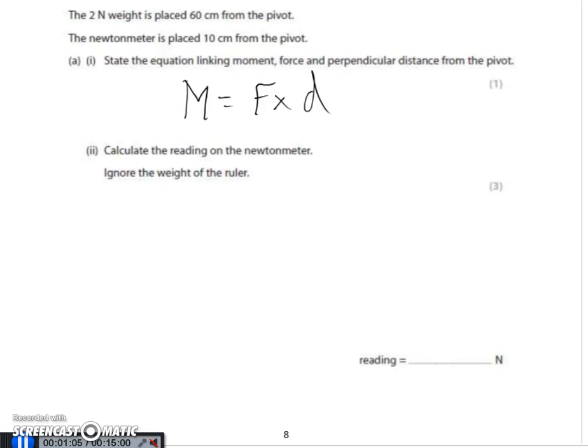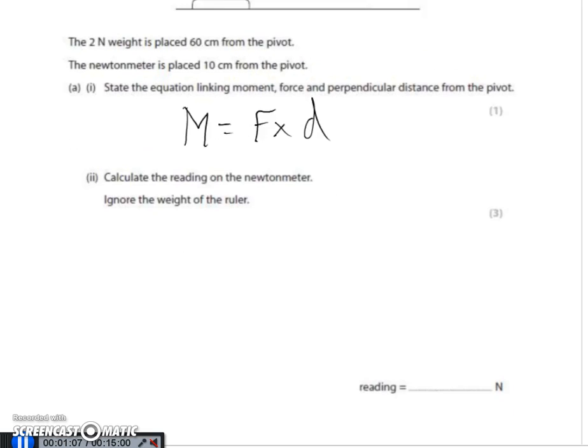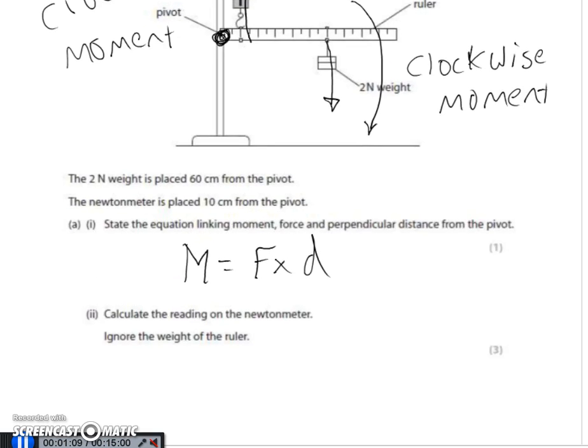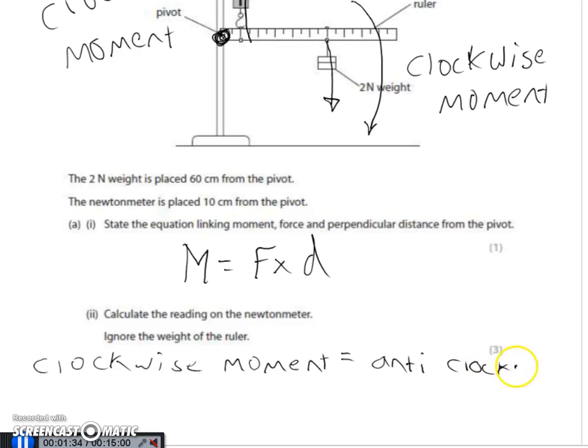Now the next part, calculate the reading on the Newton meter. Ignore the weight of the ruler. Now, first thing we're going to look at is, well, the ruler is stationary there, so the whole system is in equilibrium. Now, if the system's in equilibrium, then we can say that the clockwise moments, but in this case there's only one that we need to talk about, the clockwise moment is equal to the anti-clockwise moment.